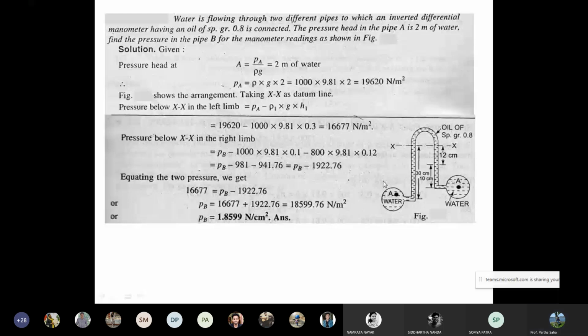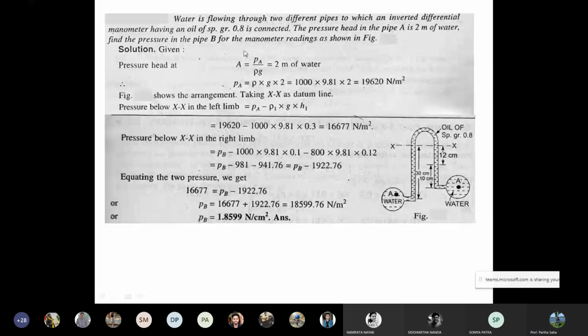And the pressure below X X-prime in the right limb will be PB minus 1000, just the formula we talked about in the previous slide, minus ρ2 g h2, that is the water, and ρs g hs. Because ρs, the specific gravity of oil 0.8, should be 800. So the pressure below in the right limb will be PB minus this expression. If you equate these two equations, the pressure at B is coming to 1.8599 newton per meter square. Remember, we had the pressure head given, so you have to convert it into pressure. That is the critical part here for this numerical.